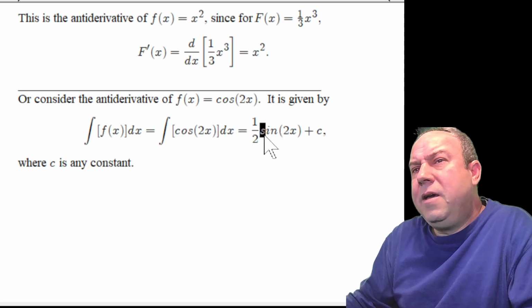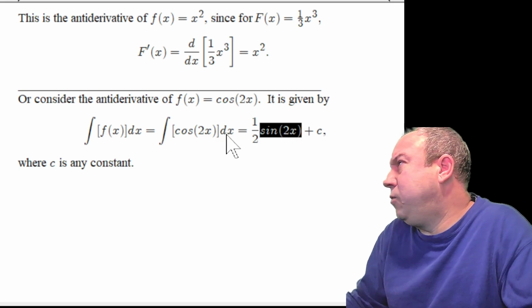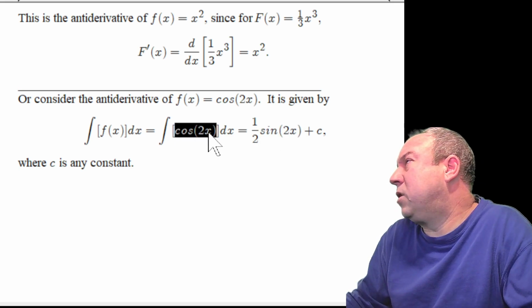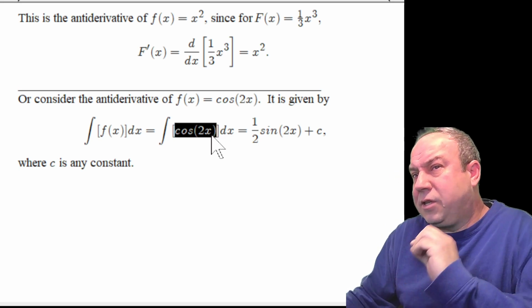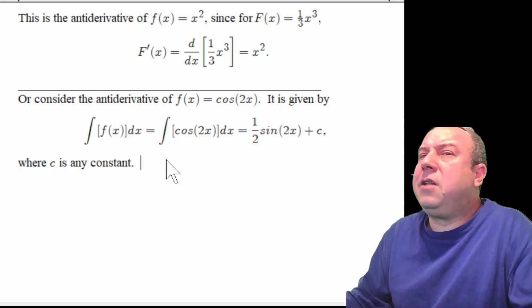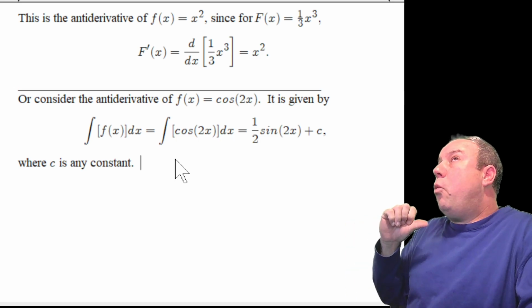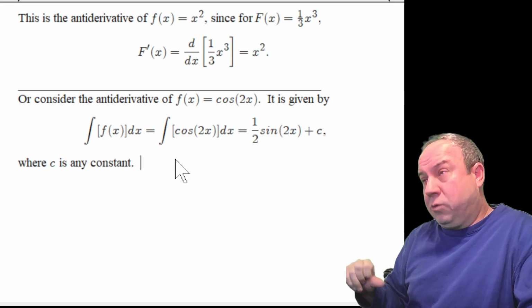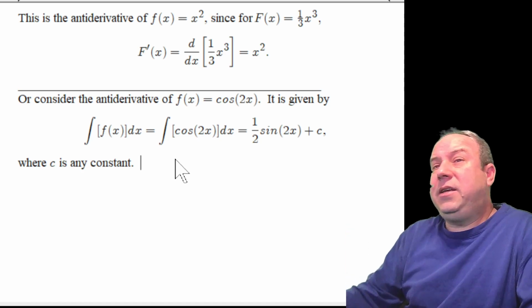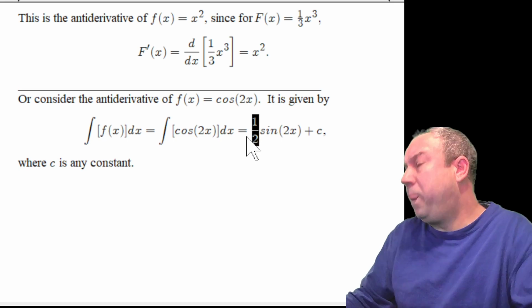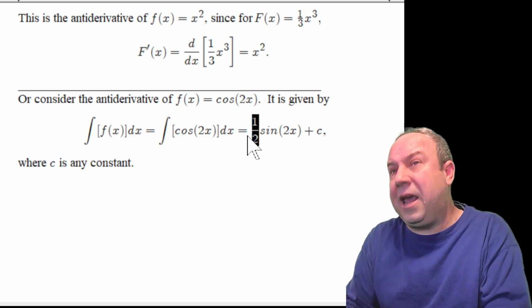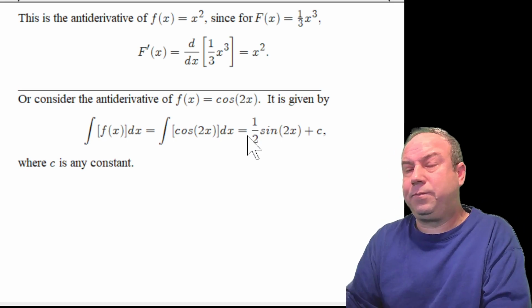If I take the derivative of sine of 2x, that's going to lead me back to a cosine of 2x. However, it's not going to yield just the cosine of 2x. It'll also yield 2 times the cosine of 2x. So I need to incorporate a 1/2 to cancel with that value of 2 when I undo the antiderivative's value.